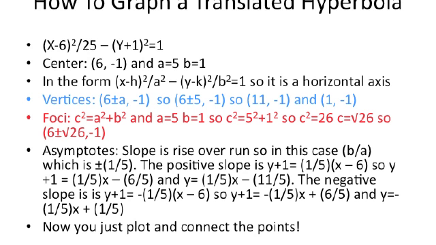The asymptotes are rise over run, so in this case it is b over a, which is plus or minus 1 over 5. The positive slope is y plus 1 equals 1 over 5 times x minus 6, and simplified it is y equals 1 over 5x minus 11 over 5. The negative slope is y plus 1 equals negative 1 over 5 times x minus 6, so the simplified version is y equals negative 1 over 5x plus 1 over 5. Now you just have to plot the points and connect them.